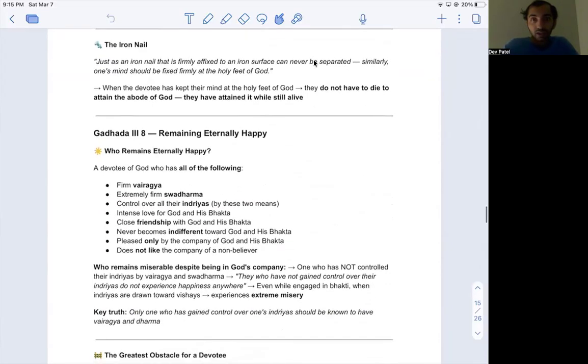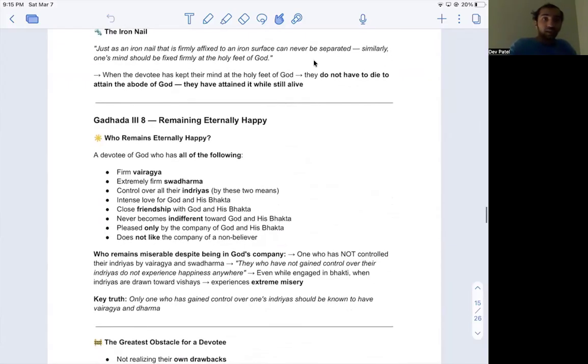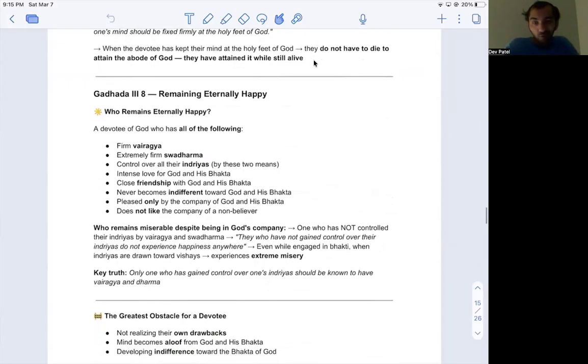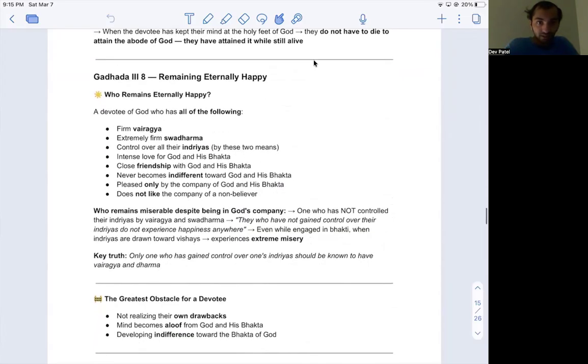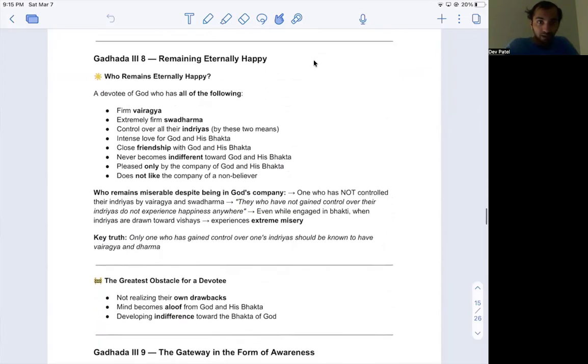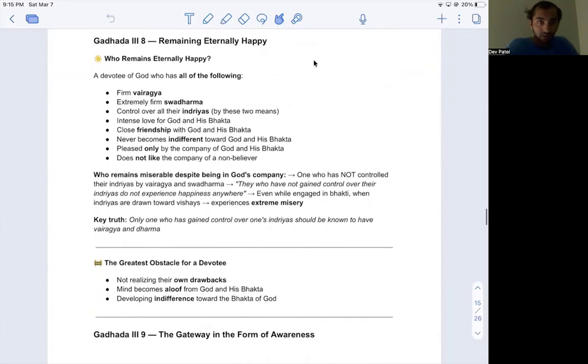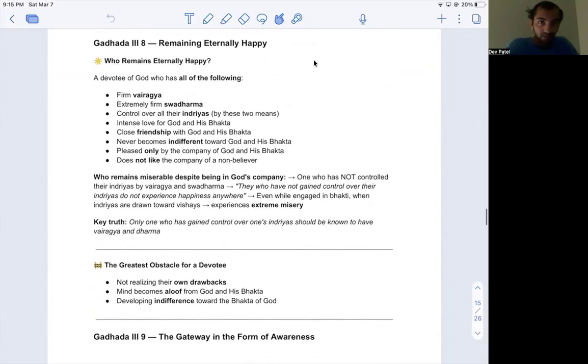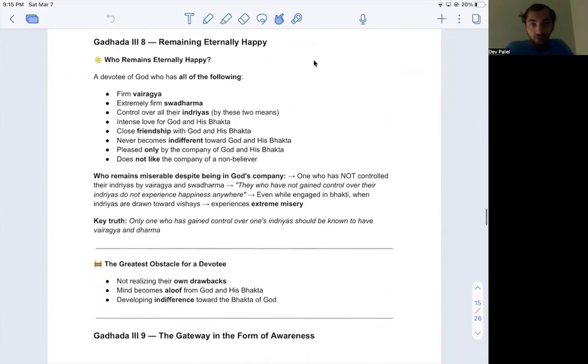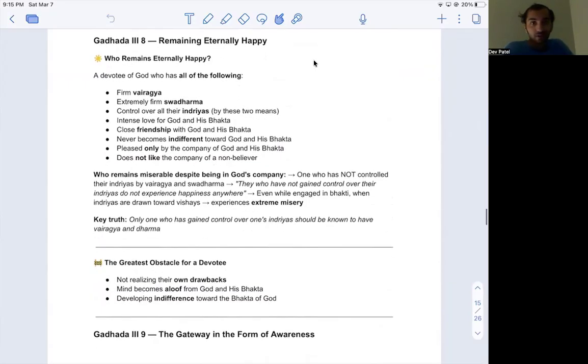Eternally happy has all of these qualities with the Indriyas under control, intense love, close friendship. But one remains miserable if not controlling the Indriyas. And so they have not gained control. That's the greatest obstacle, not recognizing their own. So even despite being in God's company, they remain miserable because they don't have control over the Indriyas.